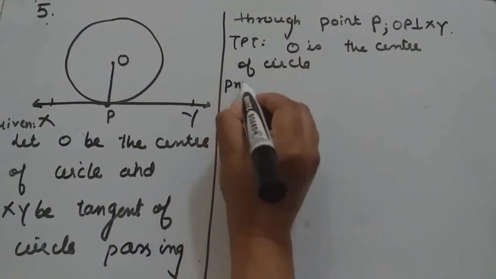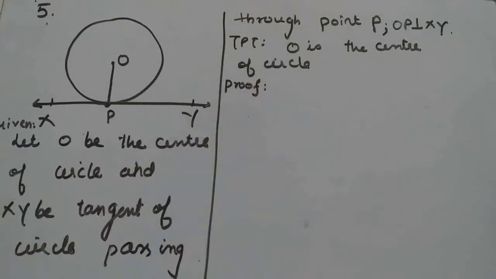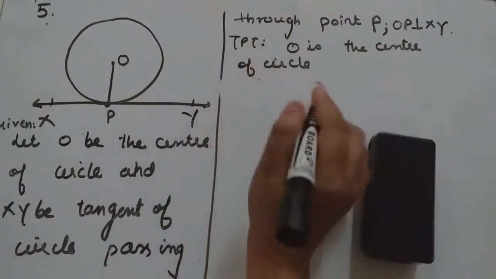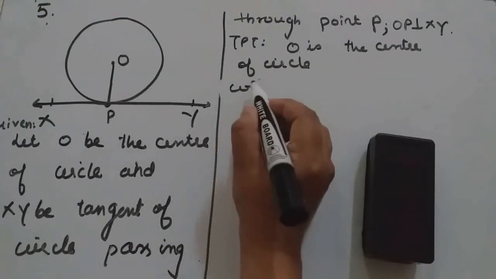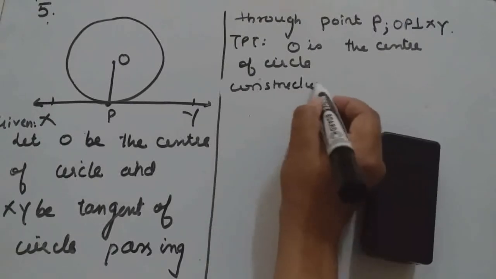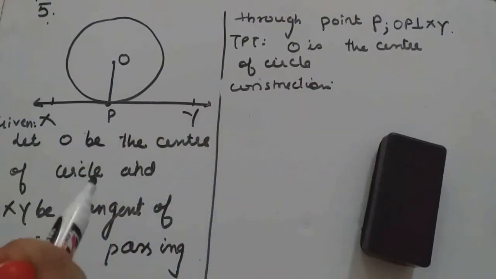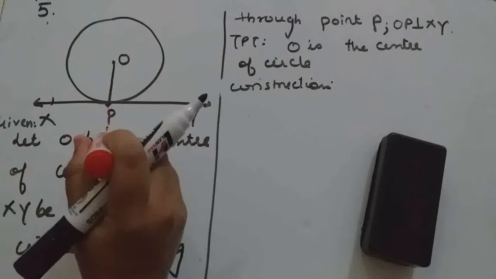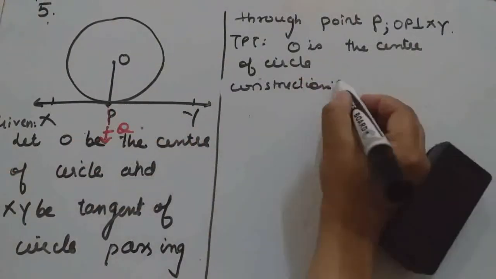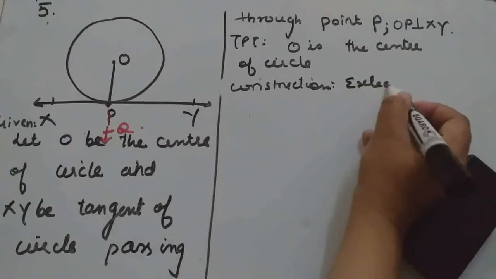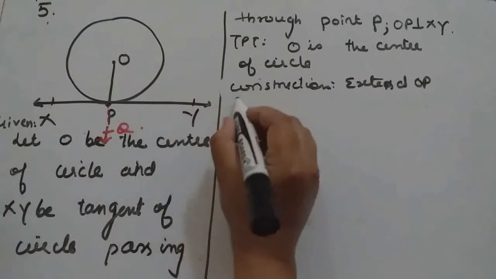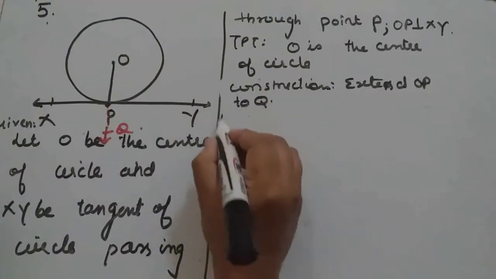Now in the proof, we can do one construction here. Construction: we will extend this OP to Q. Okay, extend OP to Q.